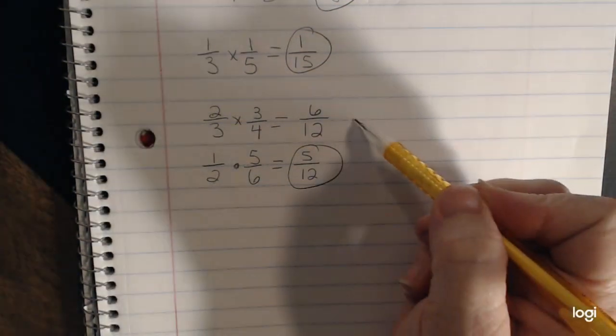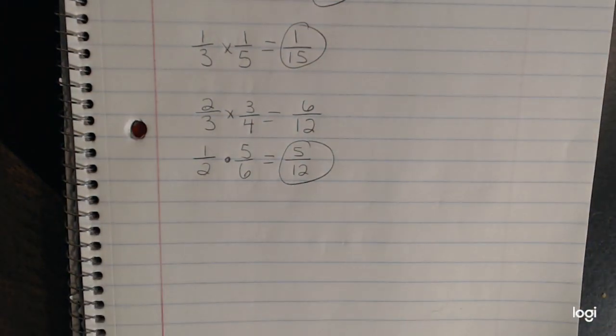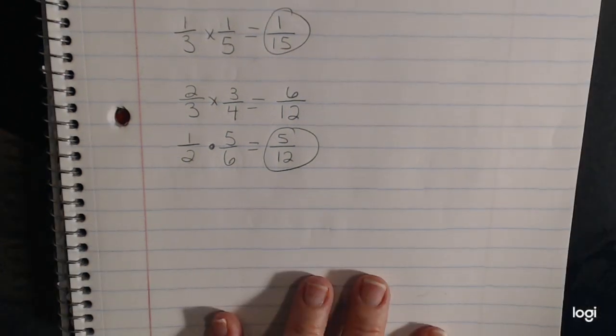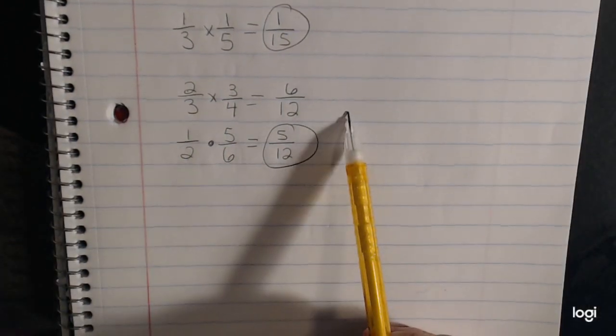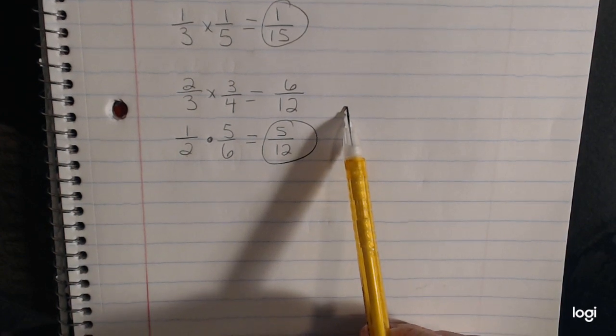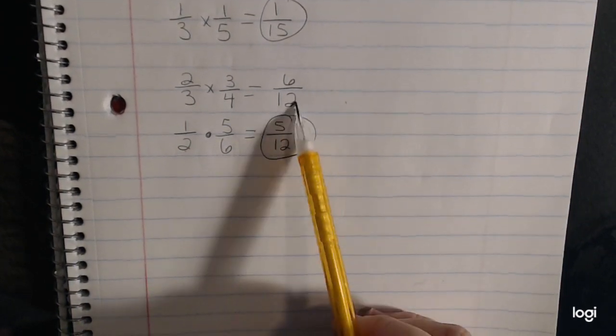Now, if you notice, I did not circle that one. And the reason why I did not circle that one is because 6/12 can actually be reduced or simplified, as your book will say. Well, in order to simplify this, I'm going to go to the present that Mrs. Houck gave you, which is your factor sheet.